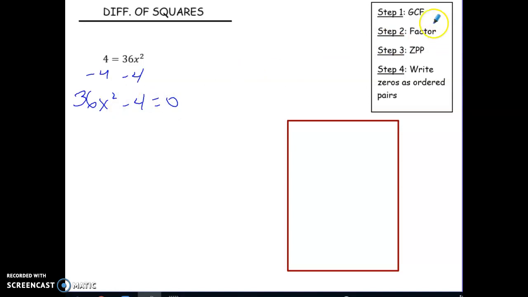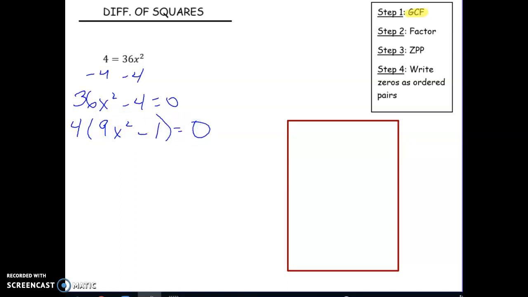Okay, now let's go through our 4 steps. First step is GCF. 36 and 4. Well, this one does have a GCF. The GCF is going to be 4. So I'm going to factor out a 4. 36 divided by 4 is 9. 4 divided by 4 is 1.